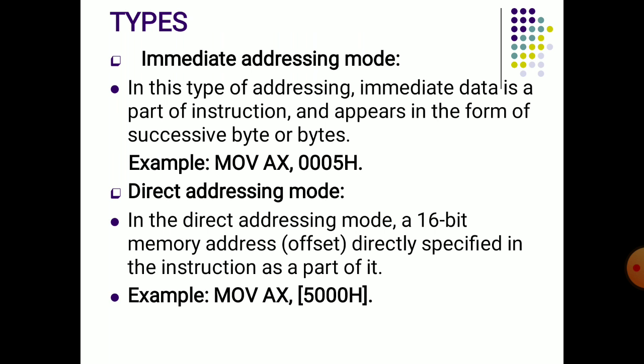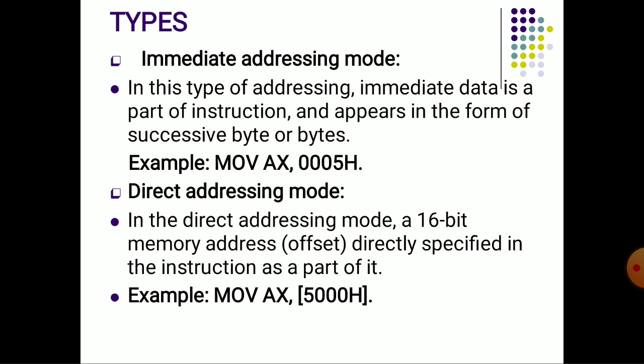Now next is direct addressing mode. The name itself tells you, direct addressing mode. Here the address is directly given in the instruction itself. The best example is MOV AX, [5000H]. Here 5000 is the offset address. The direct 16-bit offset address is given in the instruction itself, represented in terms of brackets. Whatever content is present at that 5000 address is loaded into the AX register. That is the meaning of this instruction. So this is the direct addressing mode.